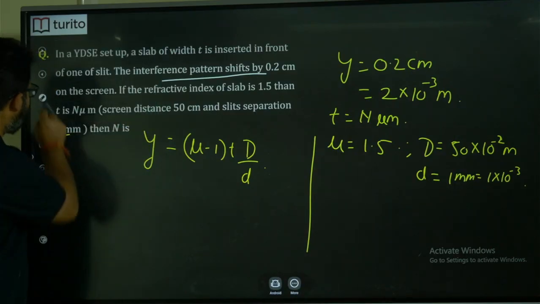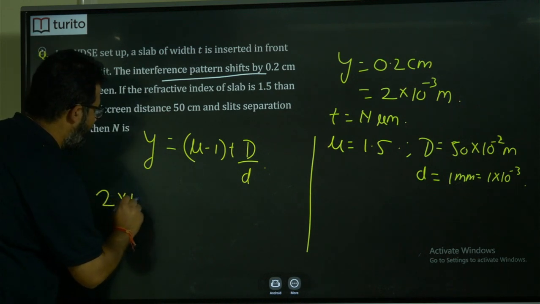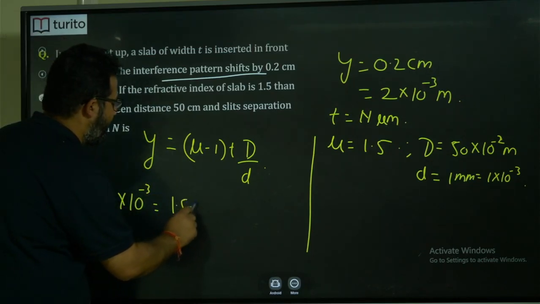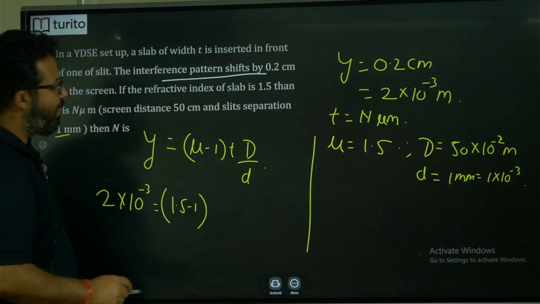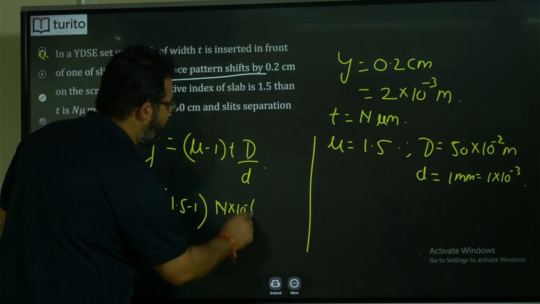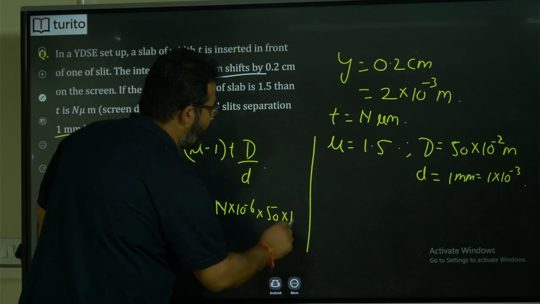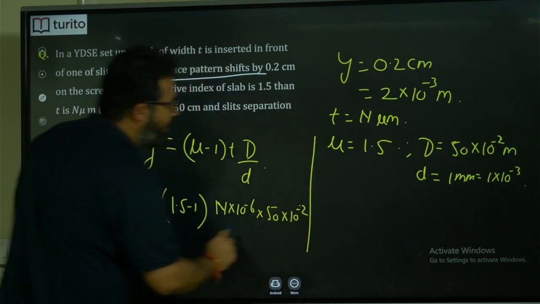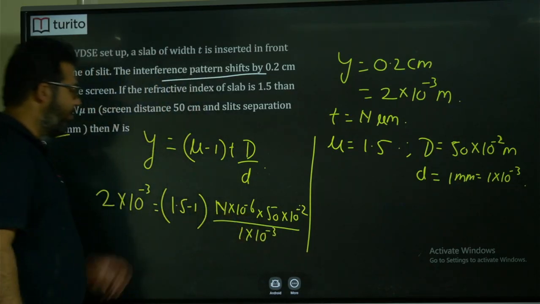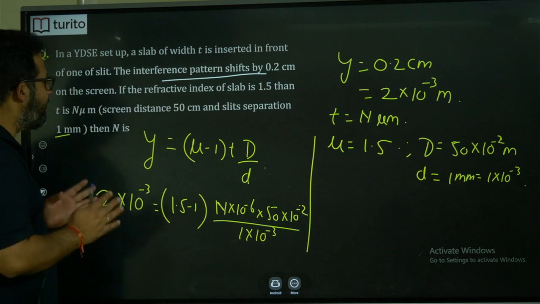Now whatever the values that are given here, y is 2 into 10 to the power minus 3, mu is 1.5, and t we need to calculate, that is n into 10 to the power minus 6, and capital D is 50 into 10 to the power minus 2, and small d is 1 into 10 to the power minus 3. So you can easily calculate the value of n here. Now this is just a calculation based question. I hope it is clear to all of you.